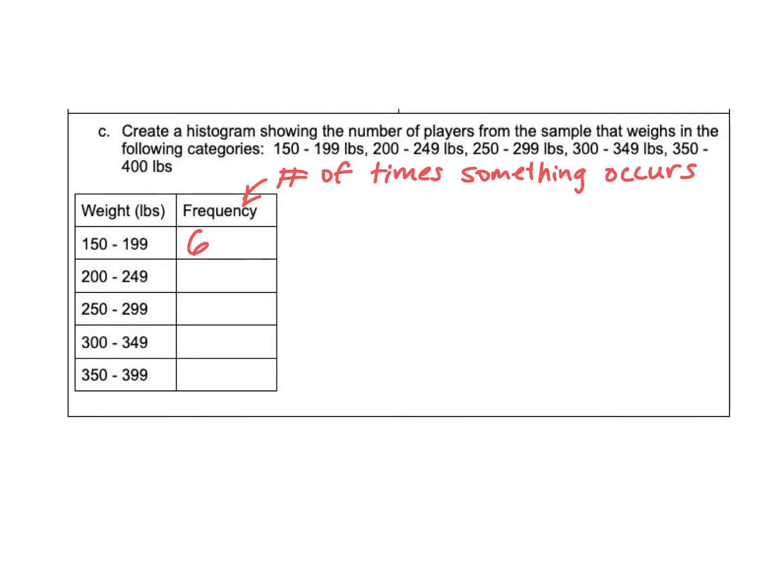200 to 249. Somebody count and see how many. 20. That's a lot, okay? 250 to 299. 9. 300 to 349. 3, and then the last category, we've got 1 left. Perfect. Okay, so this is our frequency, all right? Everybody with me so far? Okay, here we go.